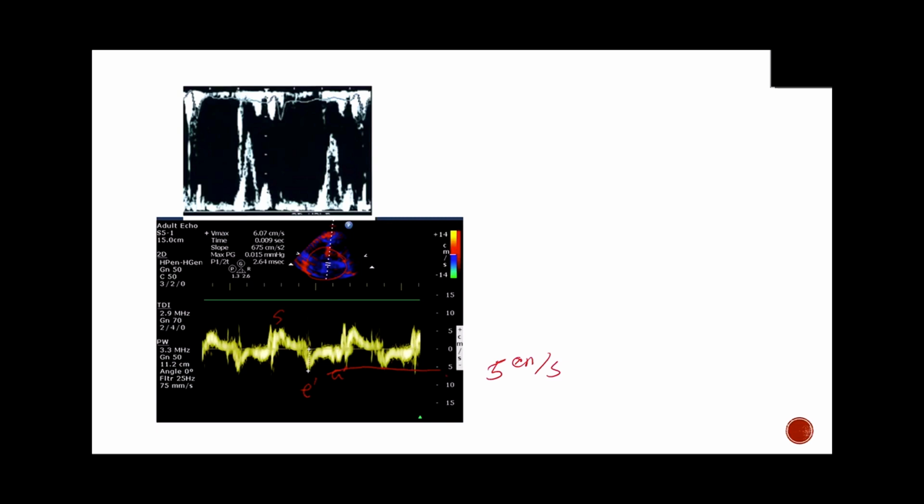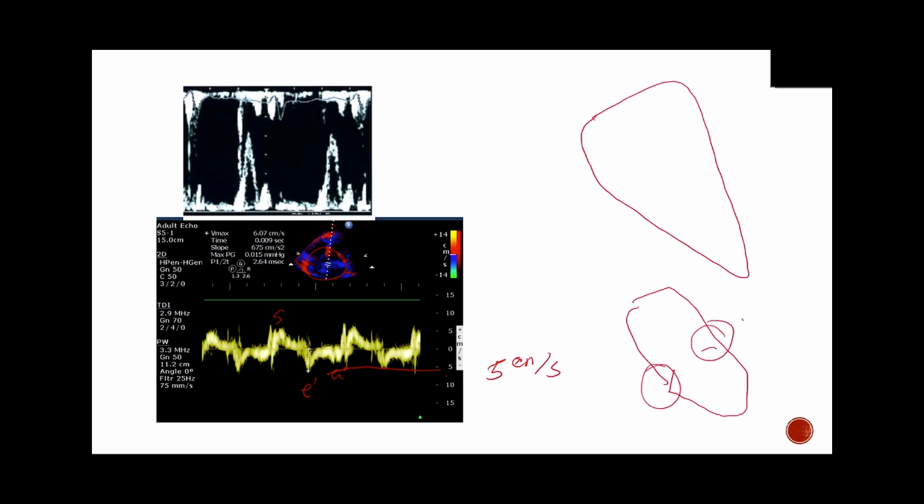All right. Now, if I were to ask you which mitral valve annulus, this is a bad image. So let's say we're checking tissue Doppler here or here. This is our lateral wall and this is our medial wall. Which of these walls do you think is going to have a higher velocity? The lateral wall or the medial wall? Or do you think they'll be the same?